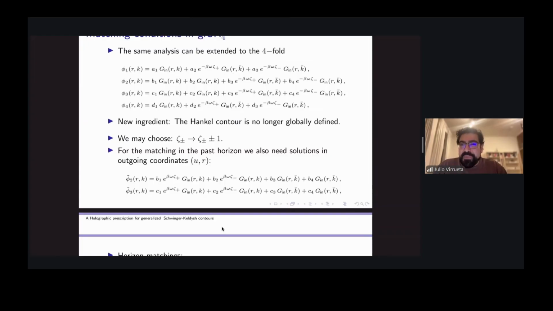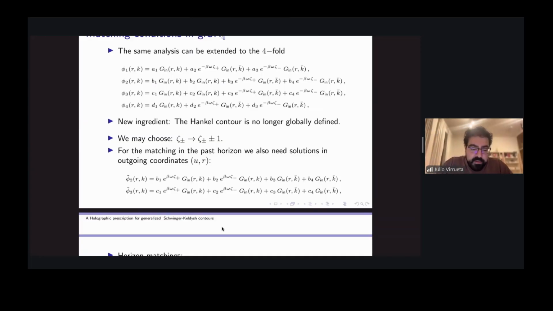Just take many, many copies of your solution. The equations of motion are the same in any branch, so you can just take many copies of them. And the magic or the trick comes in matching conditions across the different horizons. Now you will have n copies of a black hole, and you need to match them across them.